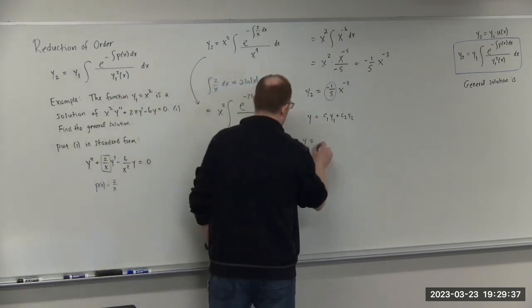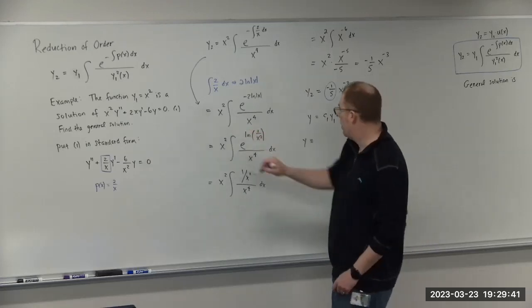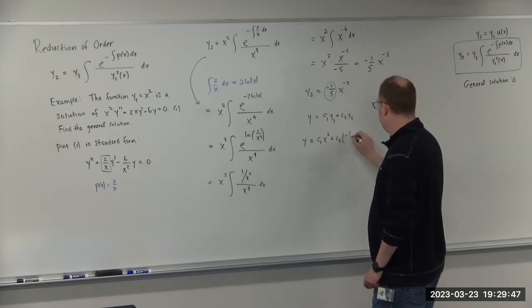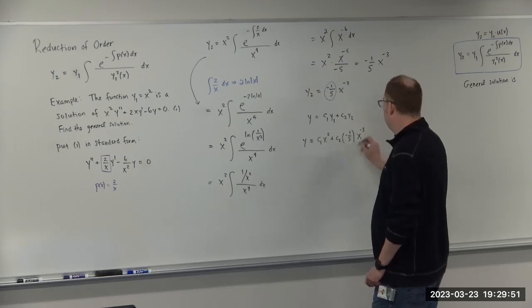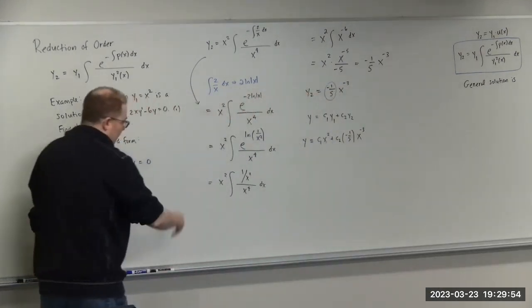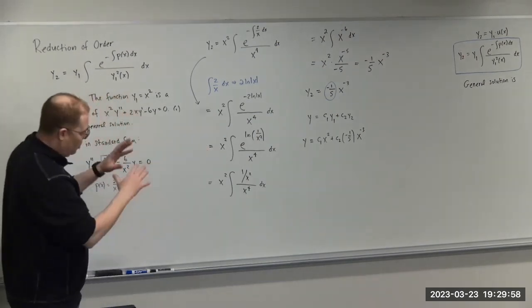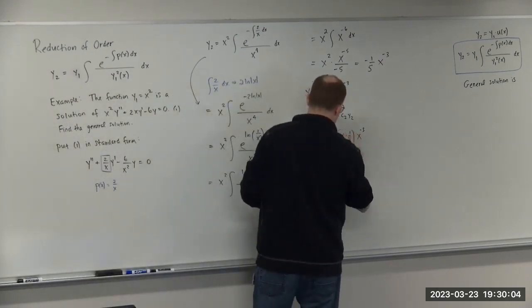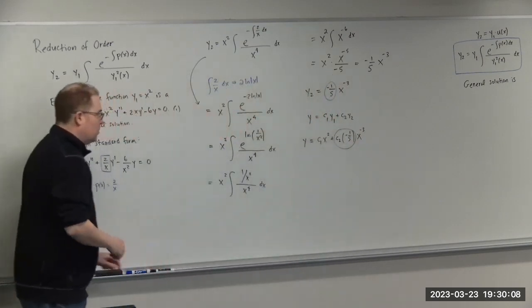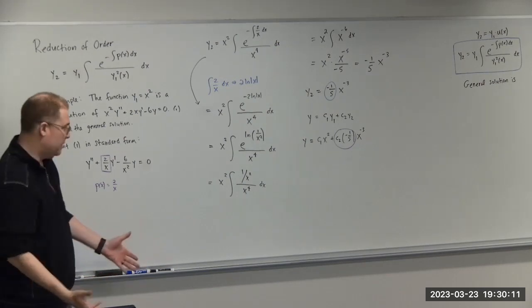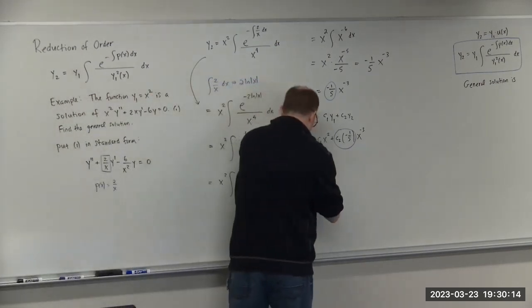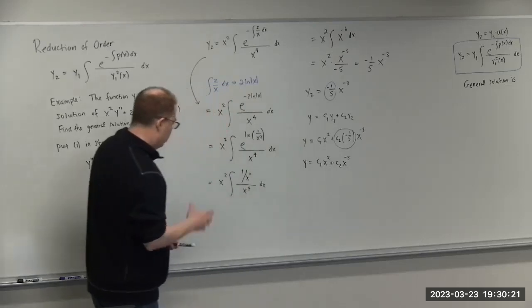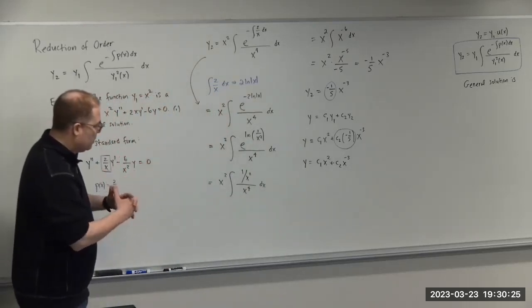So we have y equals c1 times x squared plus c2 times negative 1/5 x to the minus 3. Remember, this is just a family of solution curves. We can reduce this even more. This becomes another constant, so it can get absorbed into, let's say, c2. So we end up getting this. That's the bare bone solution that we get.